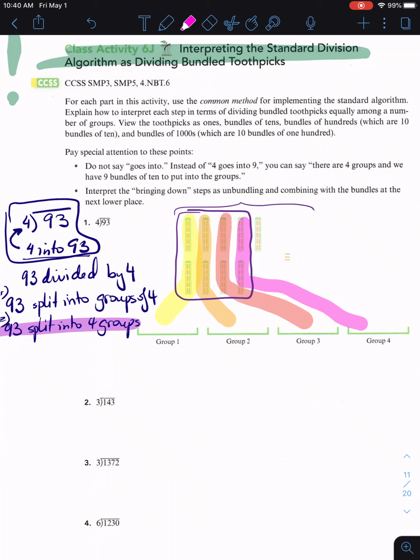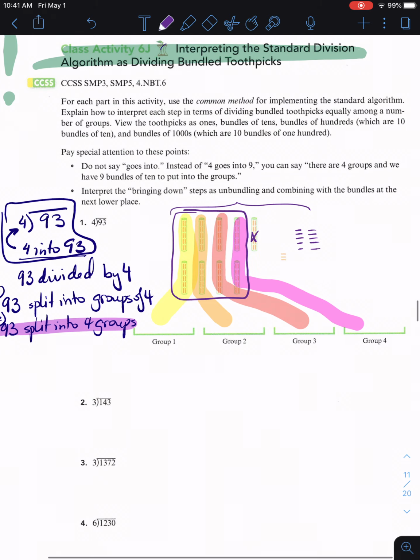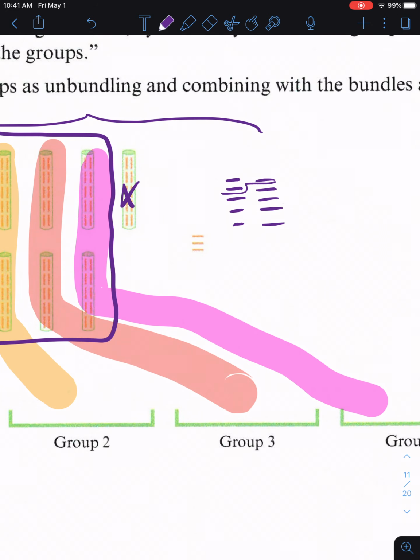So then what we have is one bundle. Can we divide one bundle into 4 groups? Well, no, not unless we unbundle it. So let's unbundle this bundle. Instead of having this, we now have 10 pieces and 3 more. And now can we split them up into the 4 groups? Well, we sure can, 12 of them. So we can take these 3 into one group, and then these 3 into another group, and then these 3 into the third group, and these 3 into the fourth group.